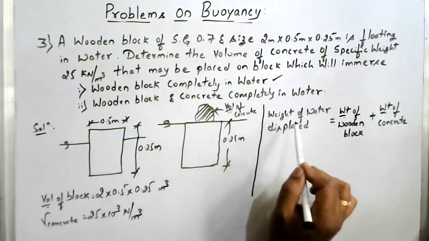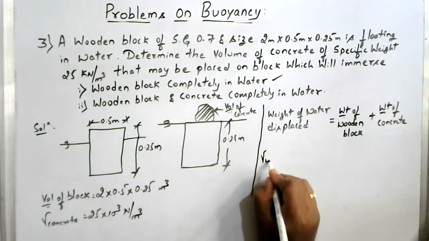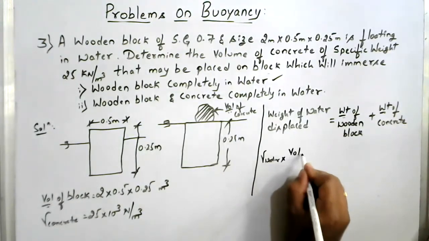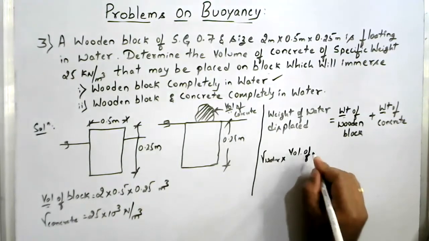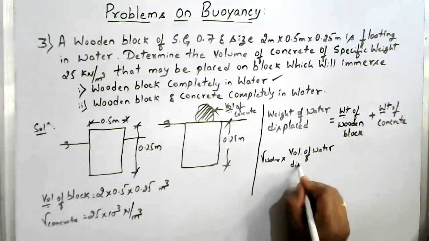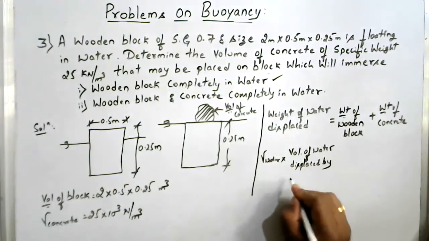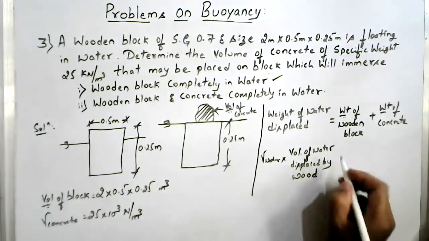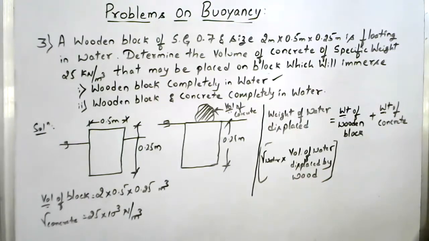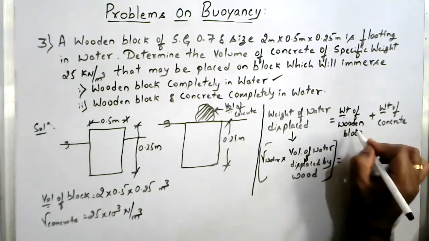Therefore, the weight of the water displaced works out to be gamma of water multiplied by volume of water displaced by wood. Okay, this is very, very important. Gamma of water into volume of water displaced by wood, which is equal to the weight of the wooden block.